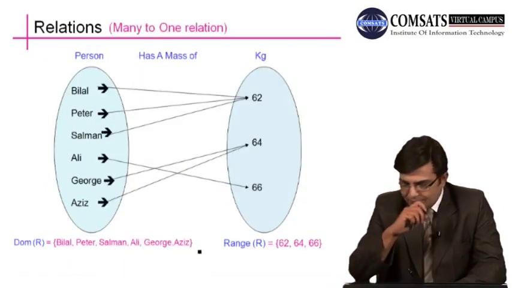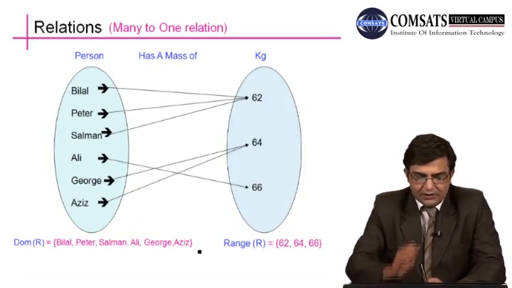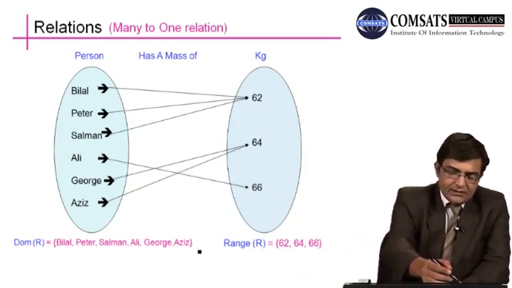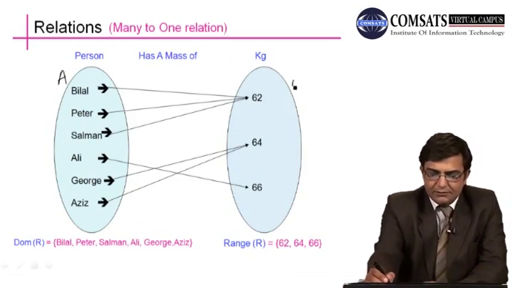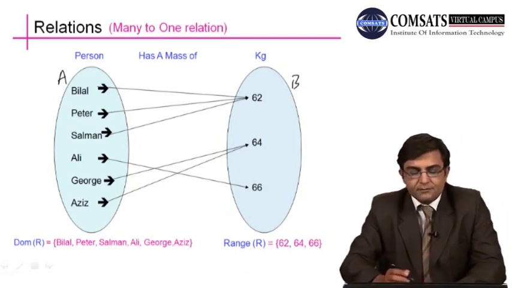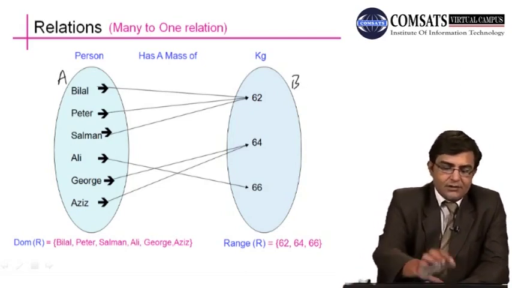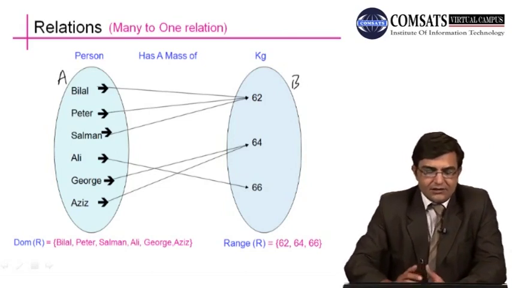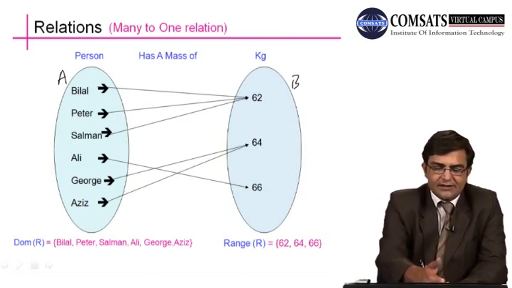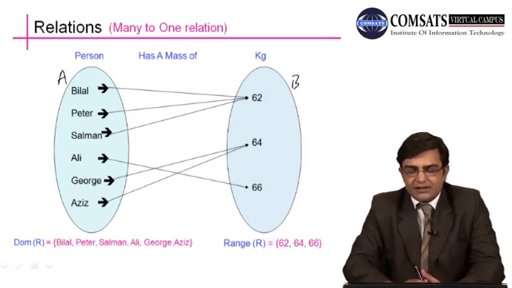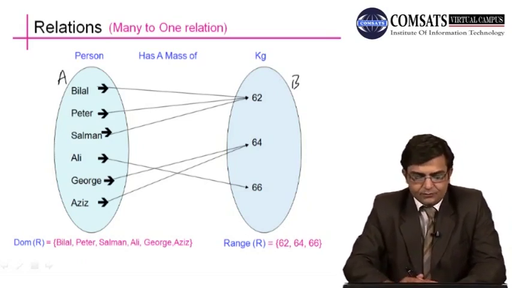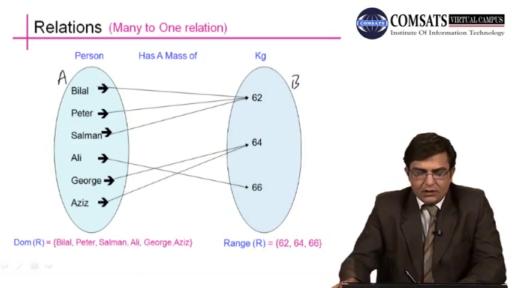Next, we have defined the many-to-one relation. In this, set A is a set of persons and set B is a set of weights. This is also a relation, and it is a many-to-one relation because many elements in the first set are related with one element in the second set, set B. So we can say many-to-one relation.